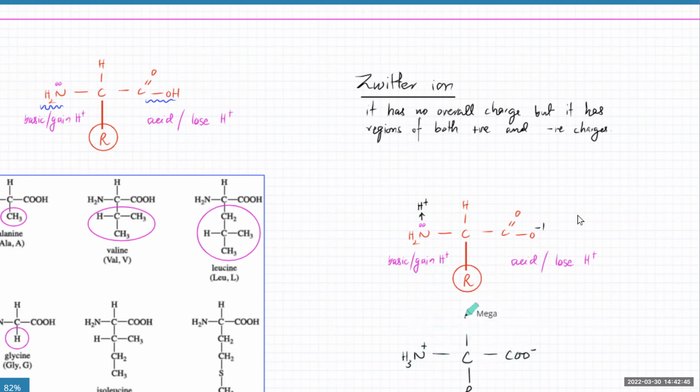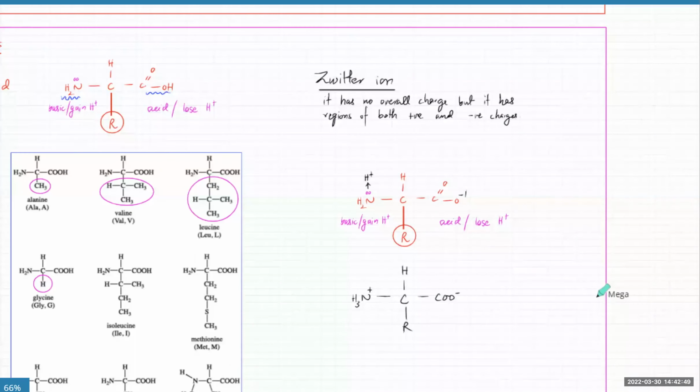ये clear है सारों को? Is this clear? Yes, sir. Yes, sir.